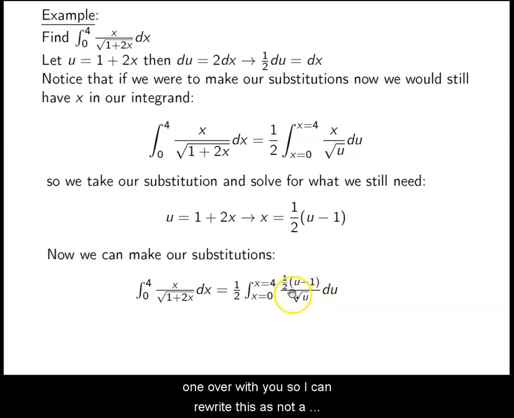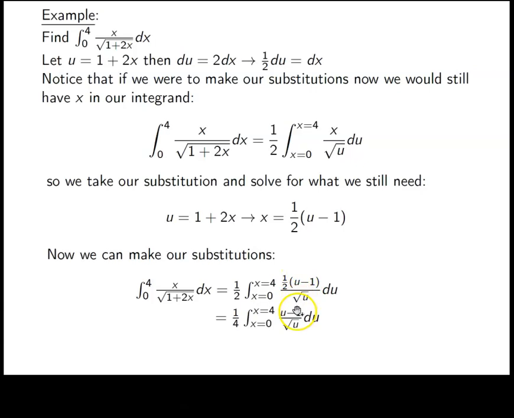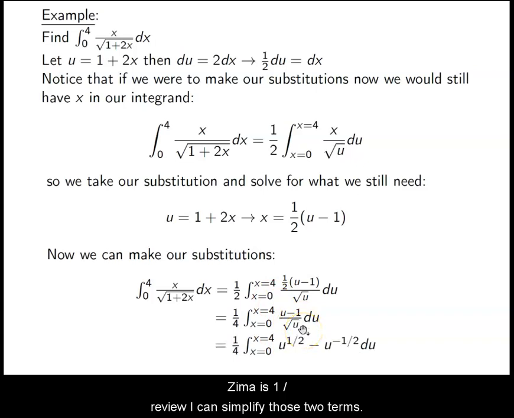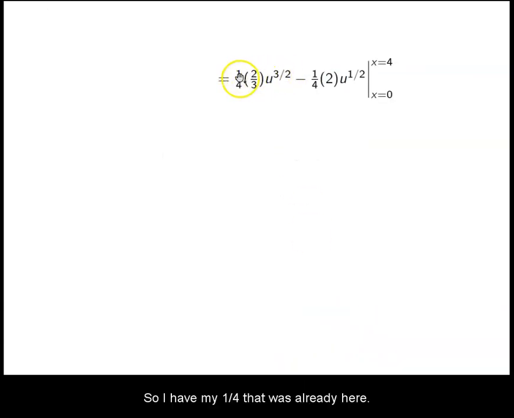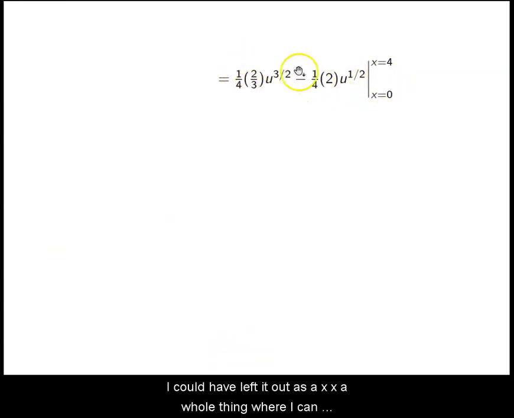So I can rewrite this not as a polynomial, but in power form. So I got this u minus 1 over root u. I can simplify those two terms, so 1 minus 1/2, that's 1/2, and then this is negative 1/2. Here I can just use the power rule to finish integrating. So this goes up to 3/2, and this goes up to 1/2, and then obviously we multiply by the reciprocal of those new powers. So I have my 1/4 that was already here. I could have left it out as a multiplier times the whole thing, or I can keep it on each term. It's up to you.